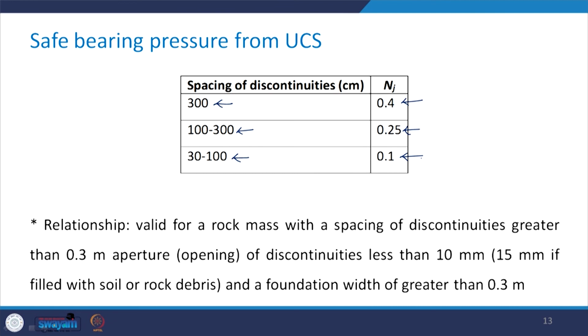This relationship is valid for a rock mass with a spacing of discontinuities greater than 0.3 meter, an aperture or opening of the discontinuities less than 10 millimeter, and in case the joints are filled with soil or rock debris, this becomes 15 millimeter, and a foundation width greater than 0.3 meter. In case the foundation width is less than this value of 0.3 meter, then that relationship will not be valid, it cannot be used.